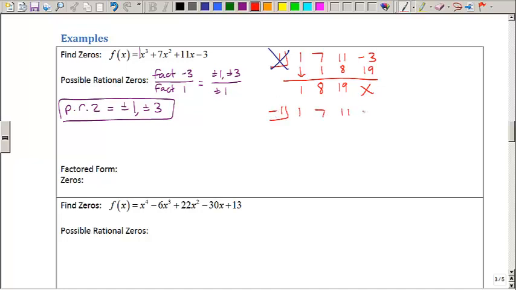Next, I'm going to try -1. So that gives me 1 times -1 is -1, add down 6. 6 times -1 is -6, add down 5. 5 times -1 is -5. That's not getting me a 0. So again, I'd like to cross out -1. These are not working for me. So I have either 3 or -3. Let's try 3.